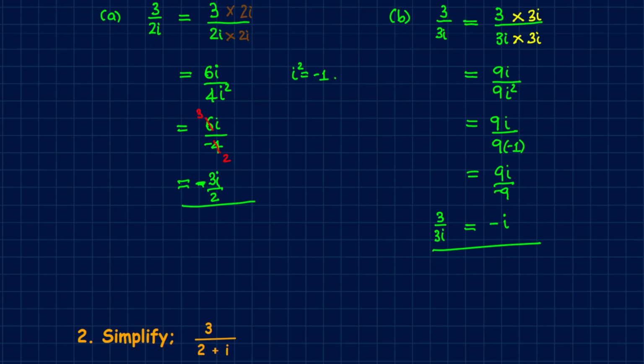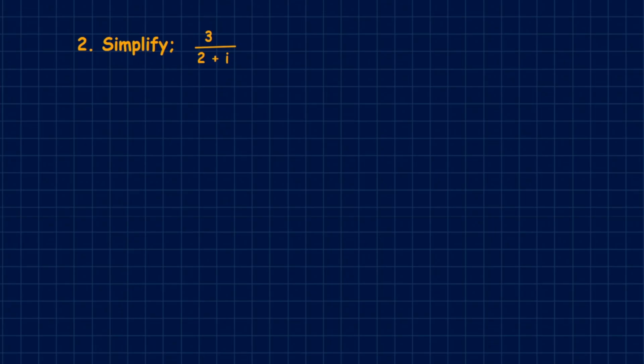Let's move on and look at question number 2 here. In our question 2, we're going to look at the working in the same way. This time around, we have two numbers at the denominator, and that is where our conjugate comes in handy. So the question is 3 over 2 plus i.